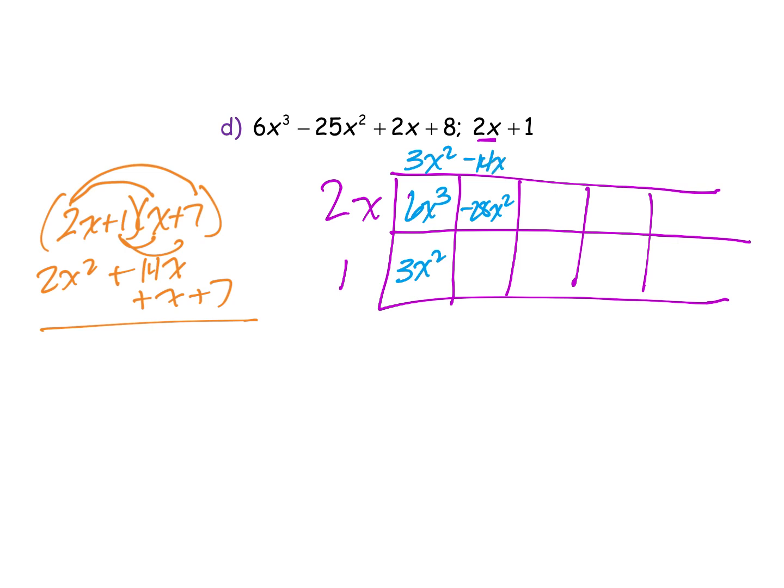Gentlemen, do you have this problem done? Yes. -14x squared times 1 is -14x. Then let's be respectful of the people who are trying to listen. Thanks. What do I add to -14x to get 2x? 16x and 8.